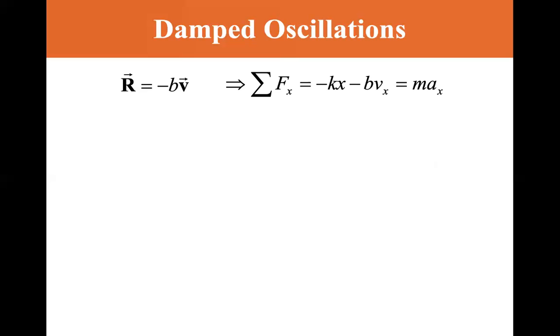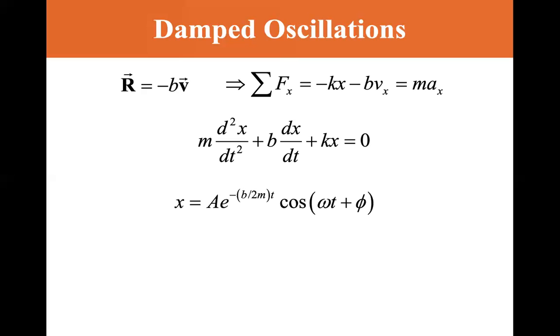Now, if we throw the mass times acceleration over to the left-hand side and use for the acceleration the second derivative of position, d squared x dt squared, and for the velocity, we use dx dt. You see the mass times the acceleration plus b times v, because we threw it over to the other side, plus kx is equal to 0. Now that's a complicated equation to solve, so we're just going to give you the answer.